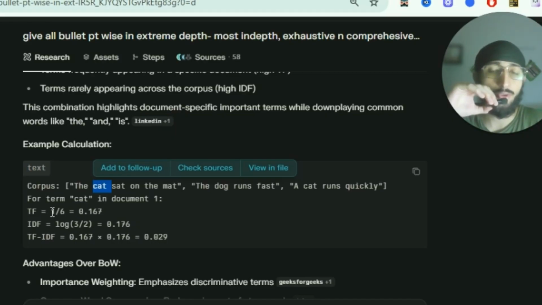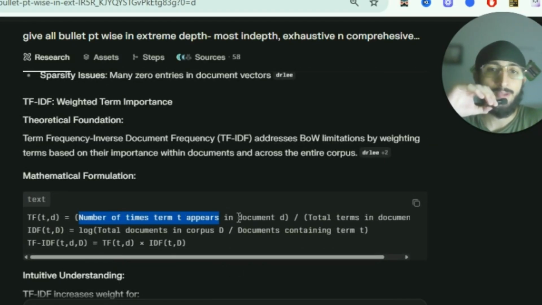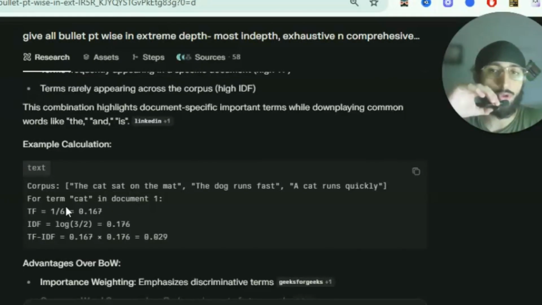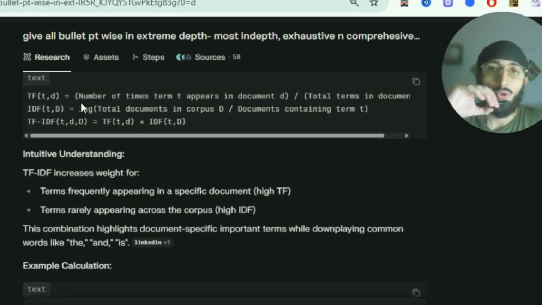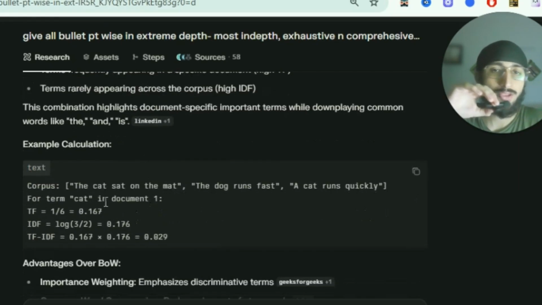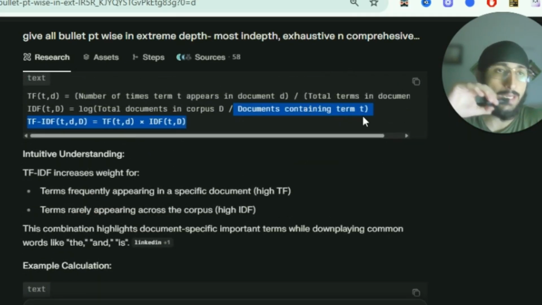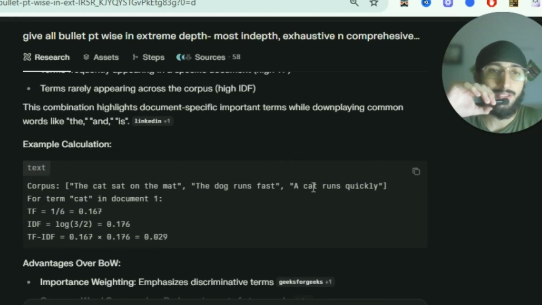So TF is term frequency in the document. That is basically the number of times the term t appears in the document upon the total terms in the document. So 1 upon 6, that is the total terms in document D1. So that is 0.167. And IDF is basically log of total documents in the corpus. Total documents in the corpus is 1, 2, and 3, right? 3 documents in the corpus upon the documents containing the term t. So how many documents contain the term t?